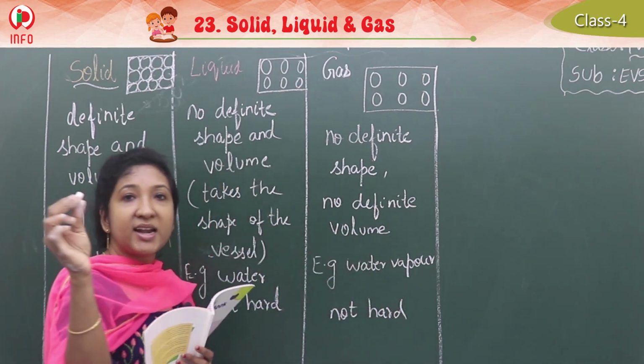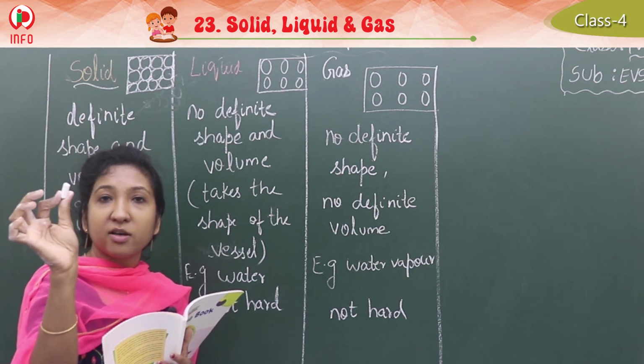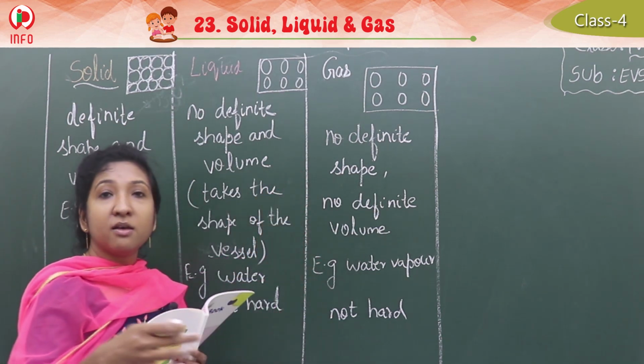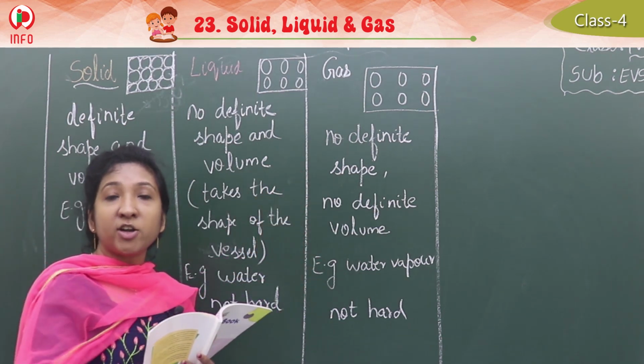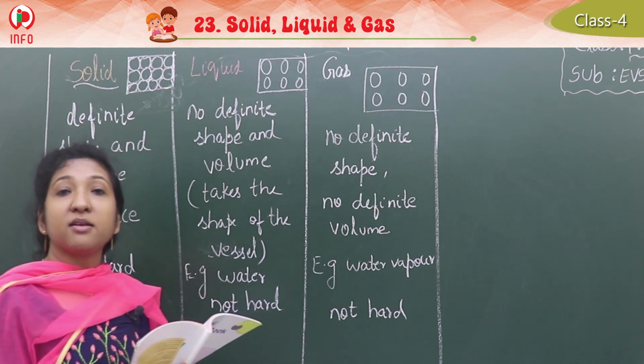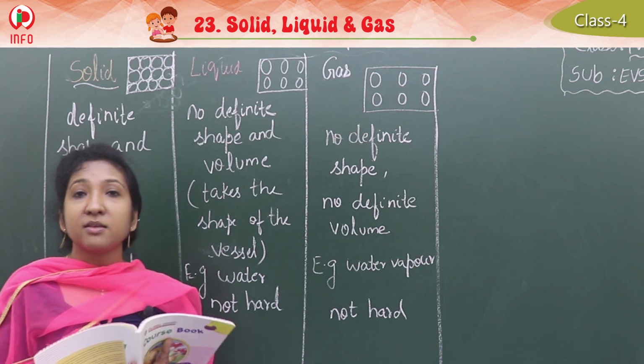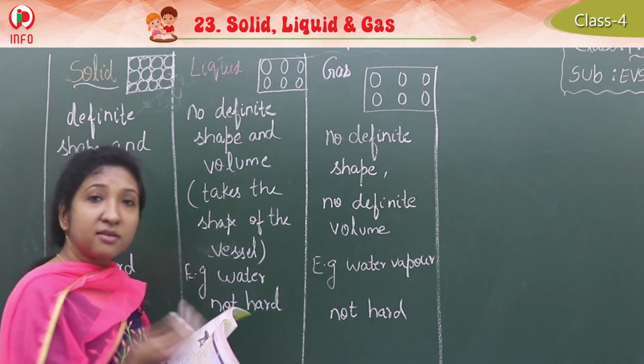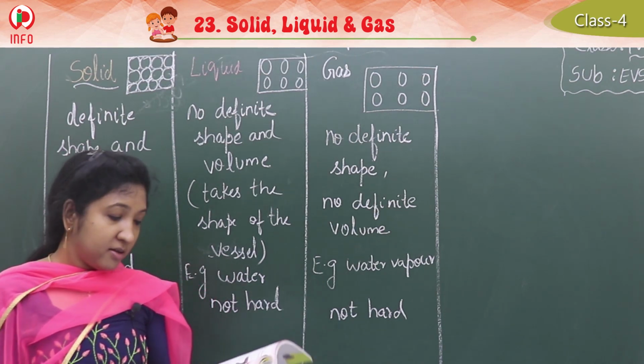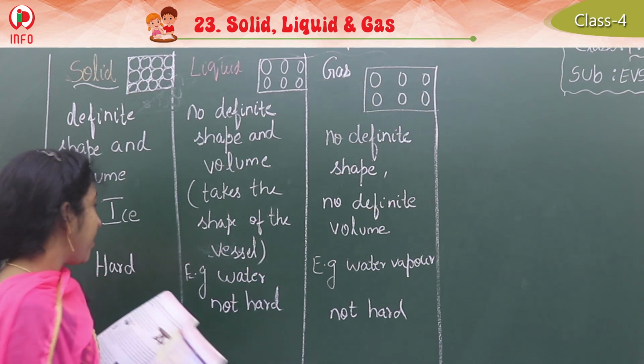If we touch it, we can understand it is hard. Chalk, board, rock, book, chair, table, they are all hard items. But liquid is not hard. Gas is not hard.